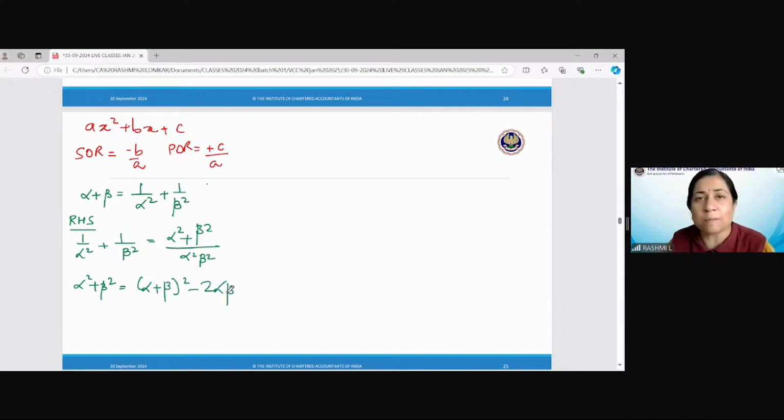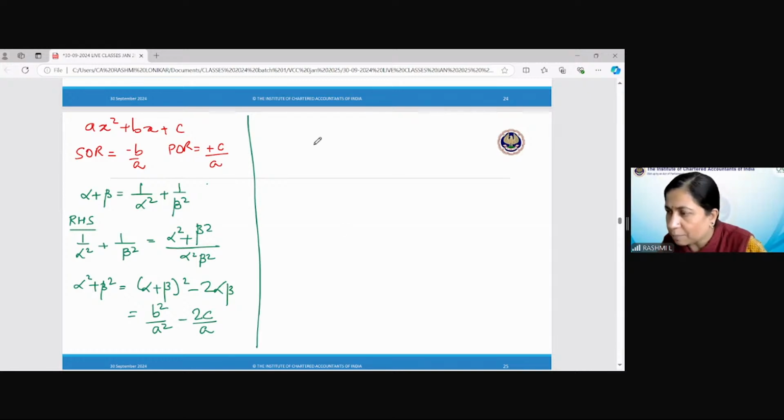ये तुरंत कब आएगा? जब आप बहुत सारी प्रैक्टिस करोगे. ठीक है? So this is going to be equal to this. How much is this? Sum of roots. Sum of roots is given by minus b by a. So this becomes b square upon a square minus 2c upon a. Okay, so this becomes this. I have solved alpha square plus beta square equal to this upon alpha beta square.